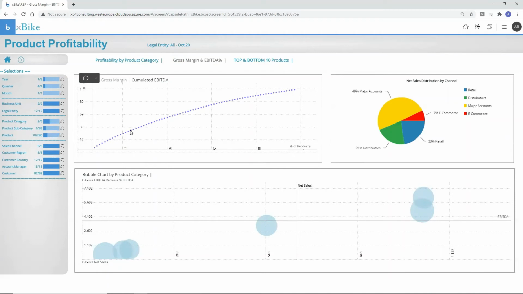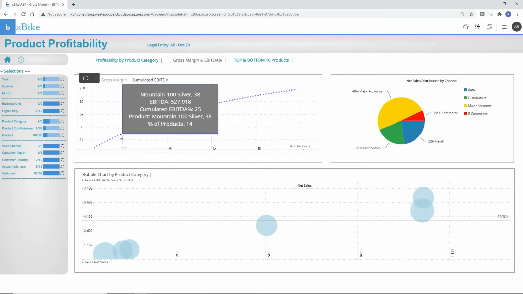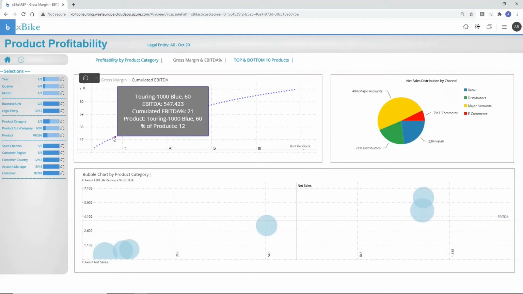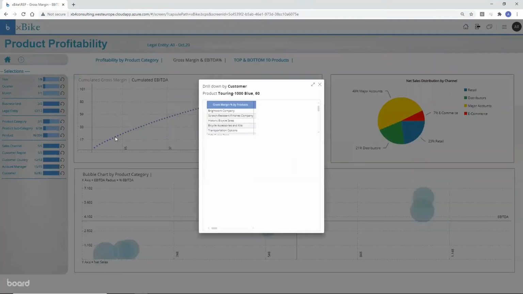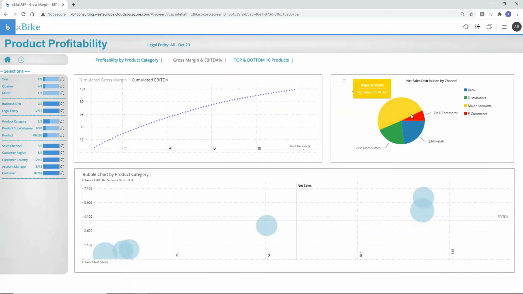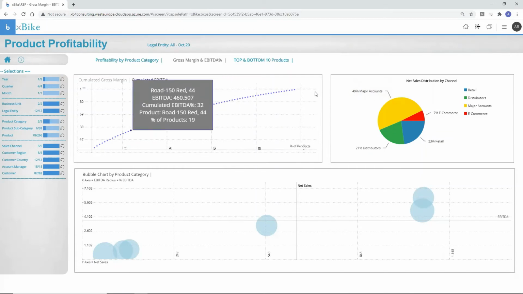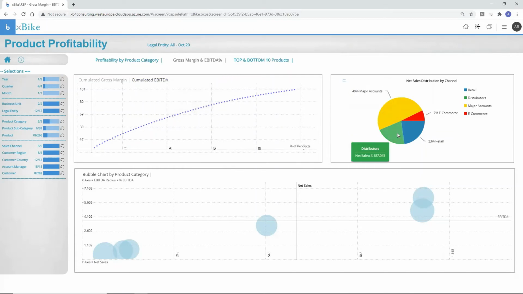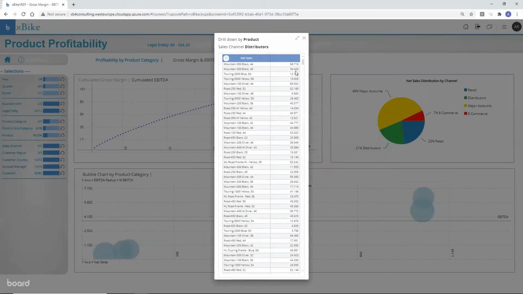Again, I can see each individual product like this. I can decide to double click to drill down by customer and see for that specific product what is the EBITDA that I am generating by customer. I can see here the channel distribution for the most profitable products. Again, I can drill down here by product to see the details, net sales by product.